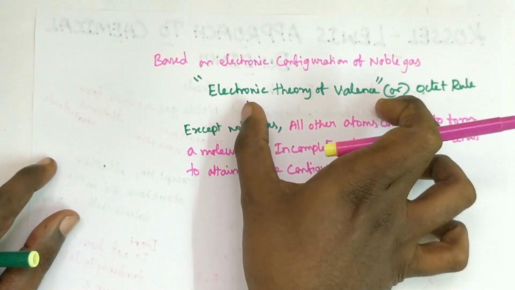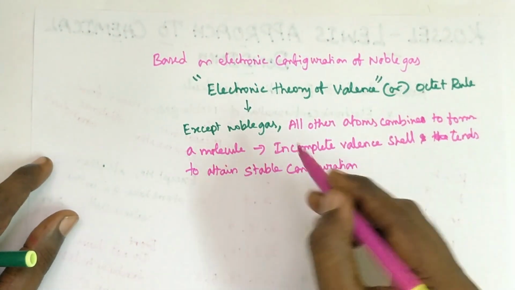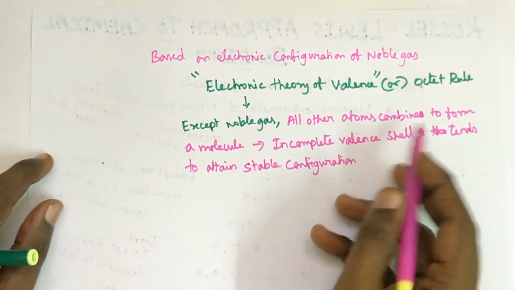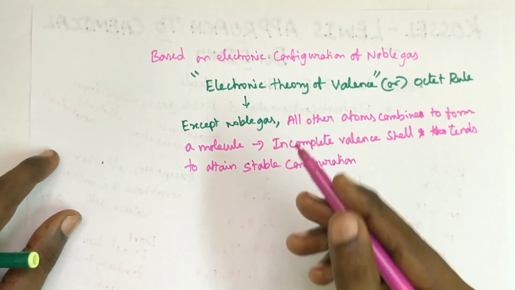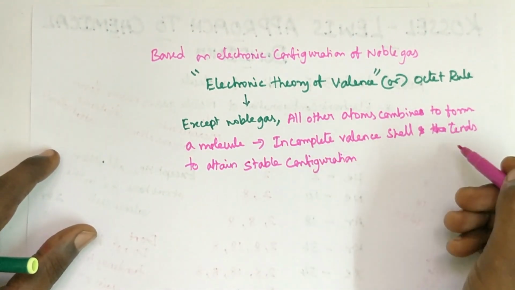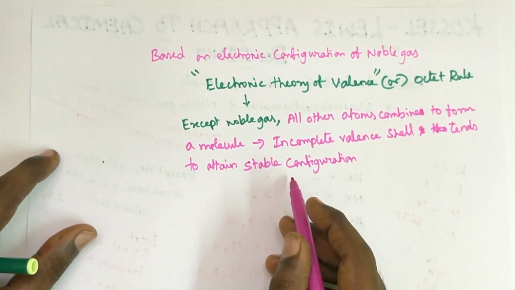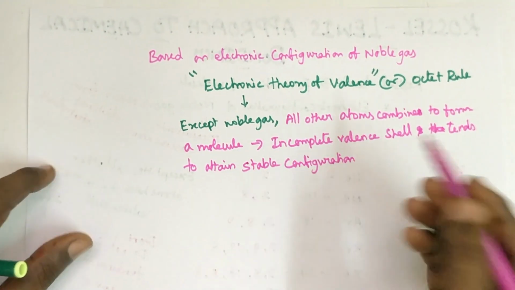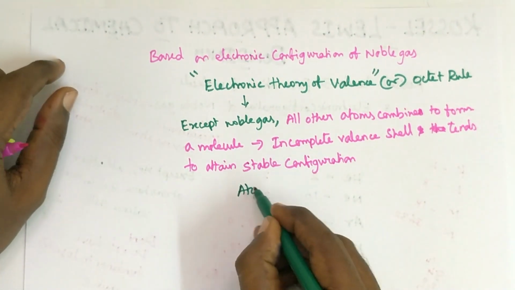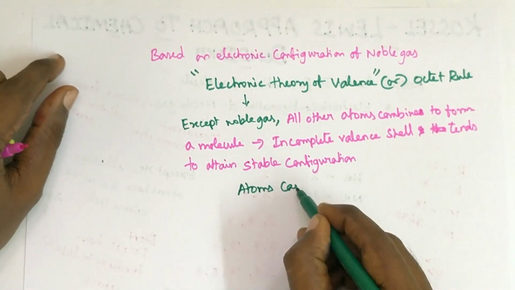Since in the electronic theory of valence or octet rule, he said that except noble gases, all other atoms combine to form a molecule. The reason is that they have an incomplete valence shell. That shell tends to attain a stable electronic configuration. How can the atoms combine? Atoms can combine in two ways.